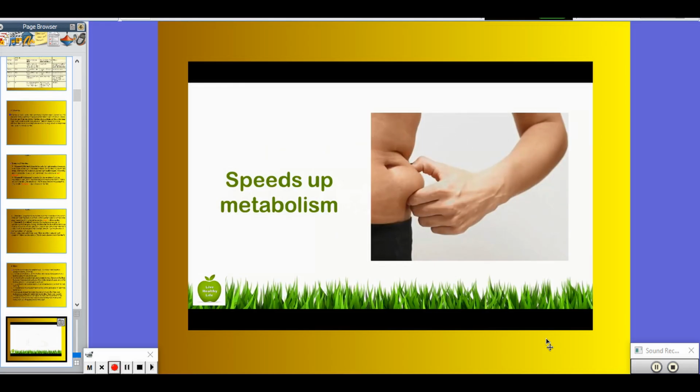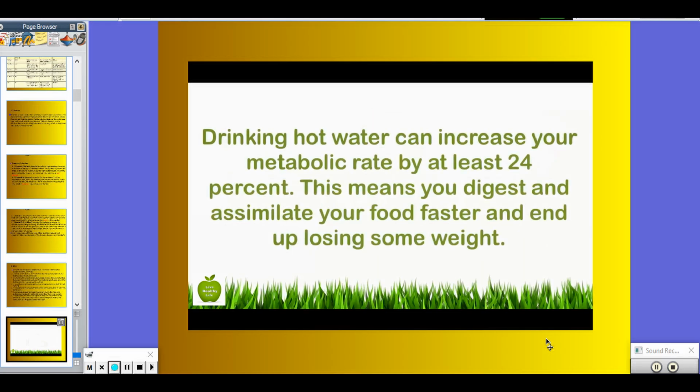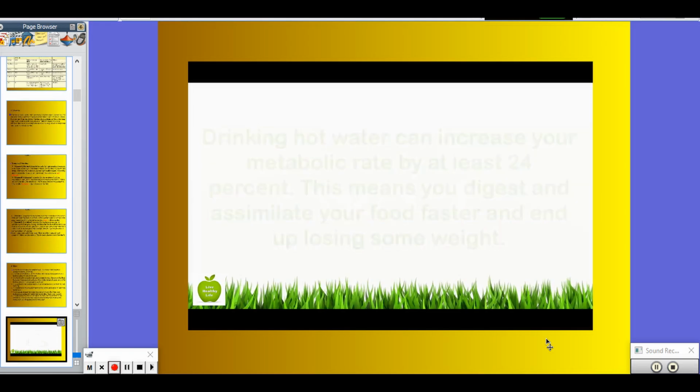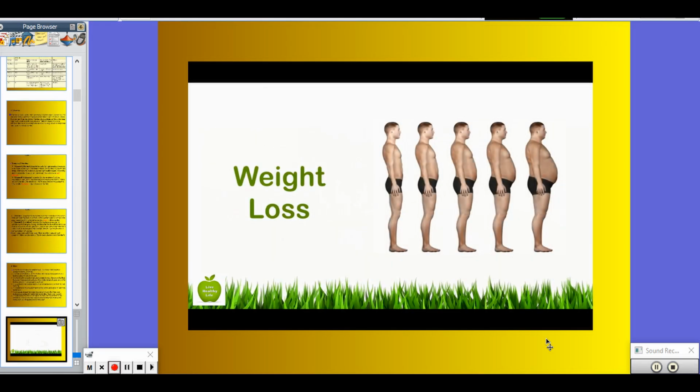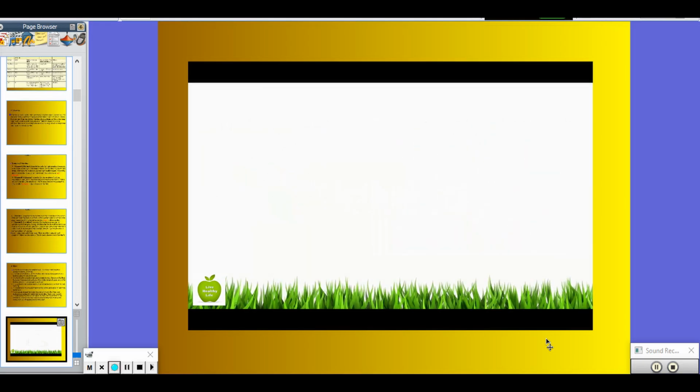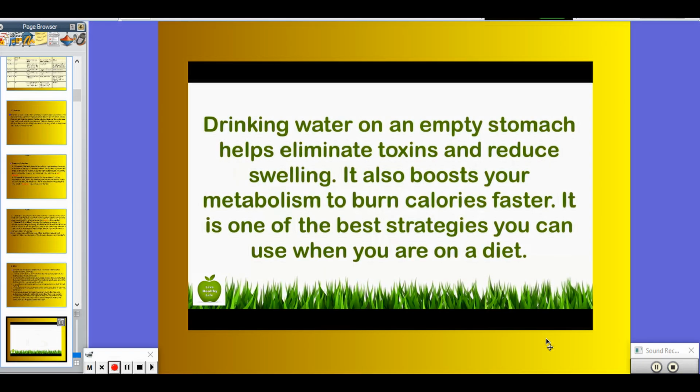Speeds up metabolism. Drinking hot water can increase your metabolic rate by at least 24%. This means you digest and assimilate your food faster and end up losing some weight. Weight loss. Drinking water on an empty stomach helps eliminate toxins and reduce swelling. It also boosts your metabolism to burn calories faster. It is one of the best strategies you can use when you are on a diet.